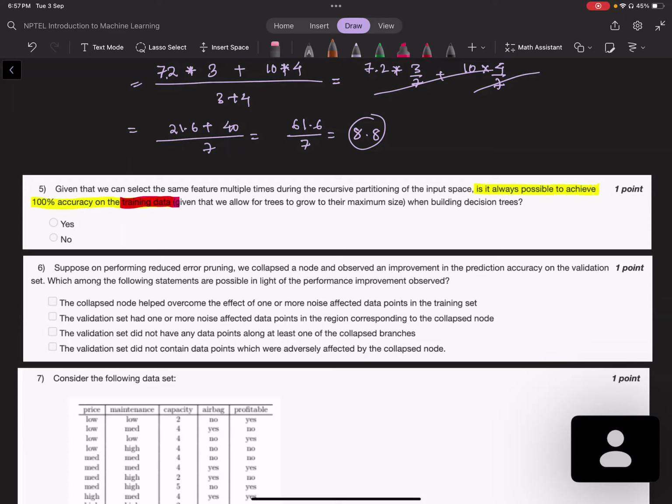So try to think about it for 2 minutes, then I'll give you the solution. Questions 7 and 8 are a bit longer, so I'll try to go through 5 and 6 quickly so that I can discuss 7 and 8 in an extended way. It's just calculation, but it's a bit longer.